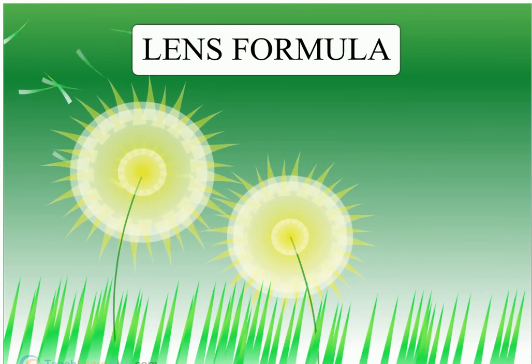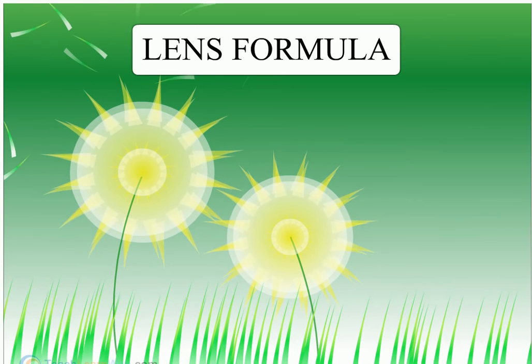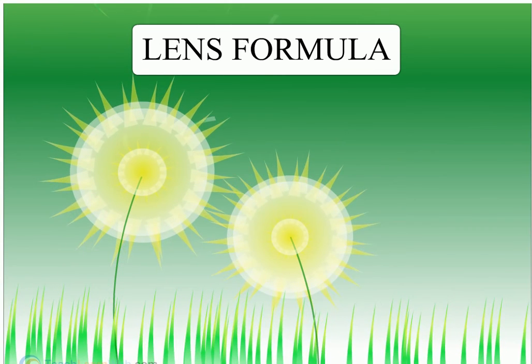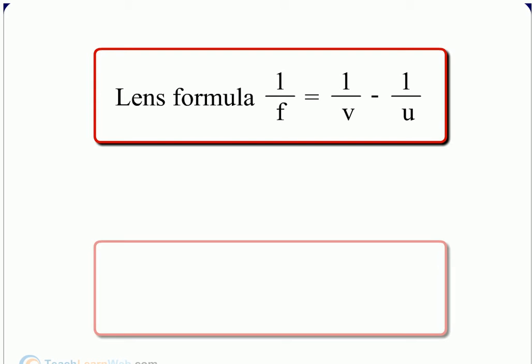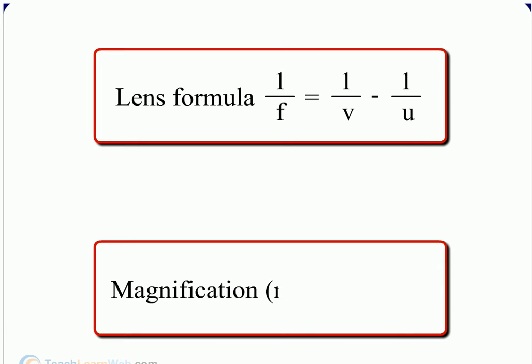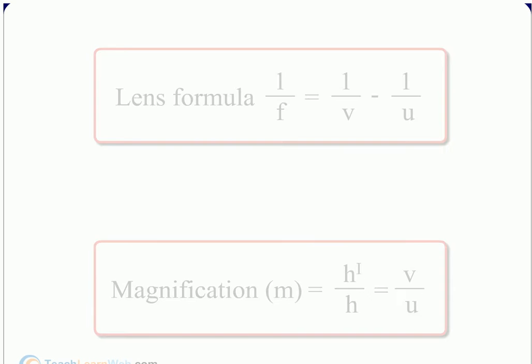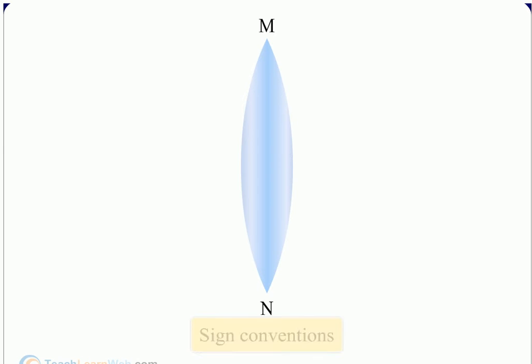Lens formula. It can be given by 1 by f equals 1 by v minus 1 by u. Magnification can be given by m equals h dash by h, which equals v by u. In applying lens formula and magnification, we have to follow some sign conventions.